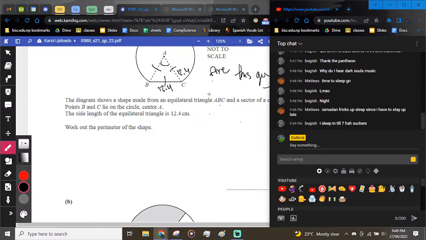I sleep until 7. Rookie numbers. What do you mean, like 7 in the afternoon? You sleep at like 9 or 10, and then you sleep throughout the whole day, through the afternoon until the evening. Just wake up for 2-3 hours to refuel and then go back to sleep.